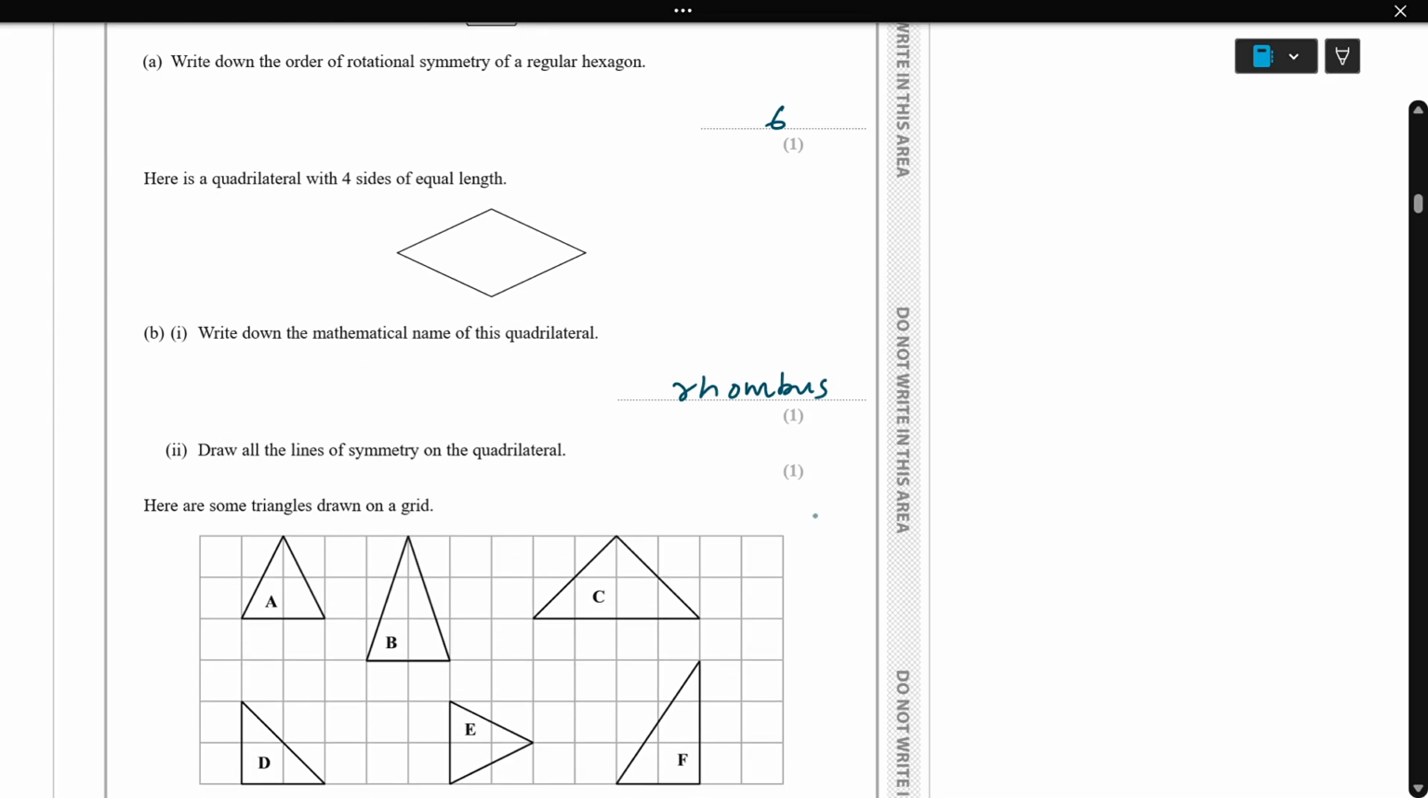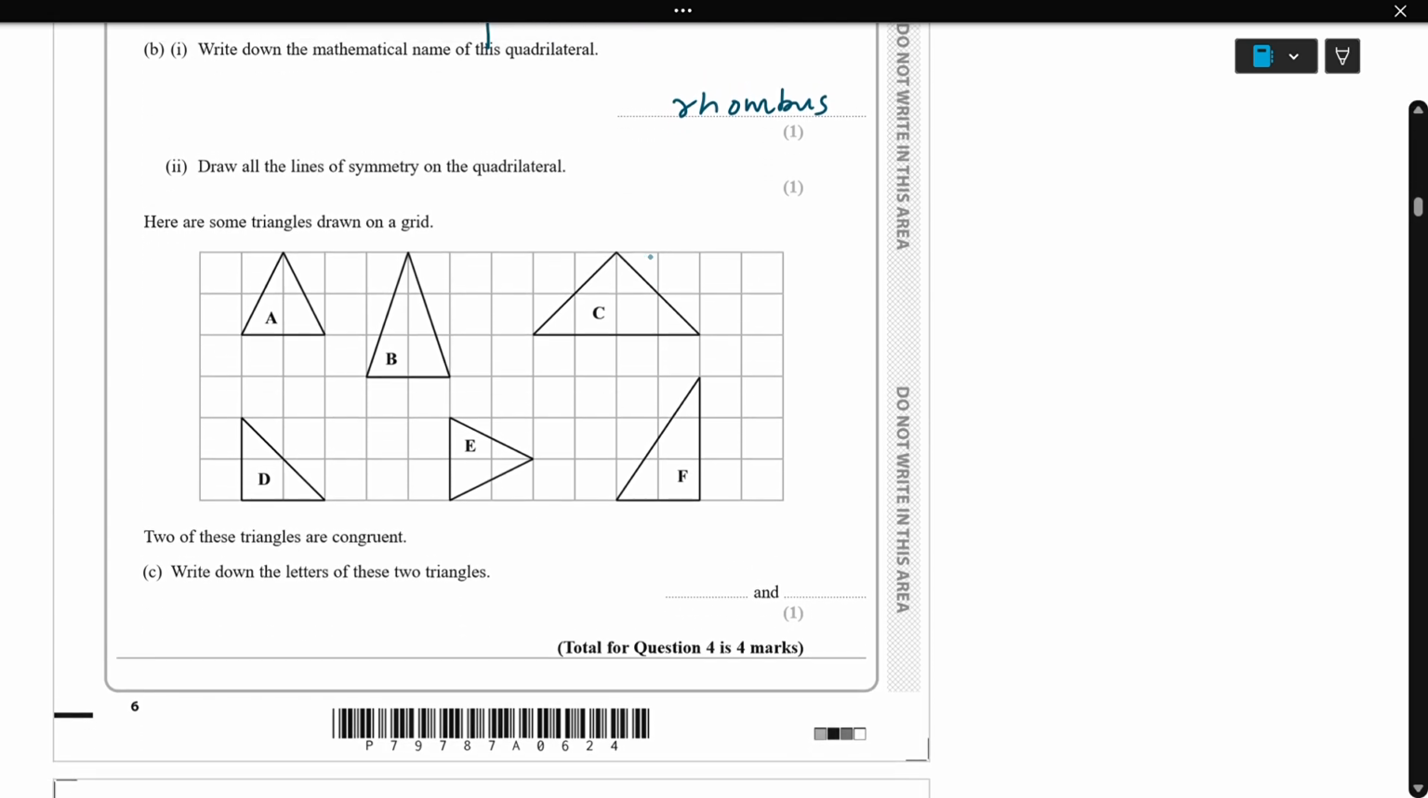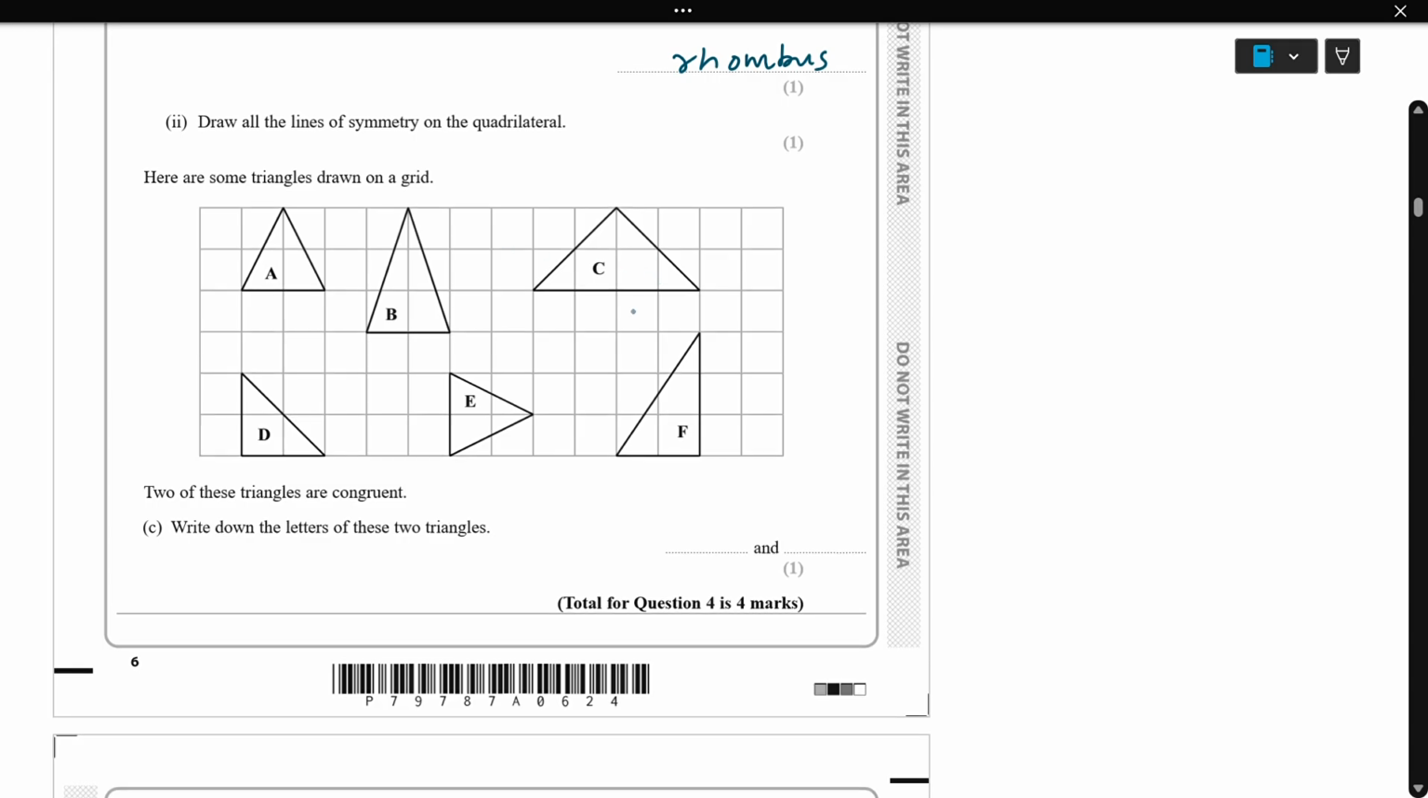Next one, draw the lines of symmetry of the quadrilateral. So the symmetry line is here, and also the symmetry line is here. Okay, next one, some shapes were given. Two of these triangles are congruent. Write down the two triangles. Here all are congruent, they should be equal only. It can be turned. So A and E is the answer here.